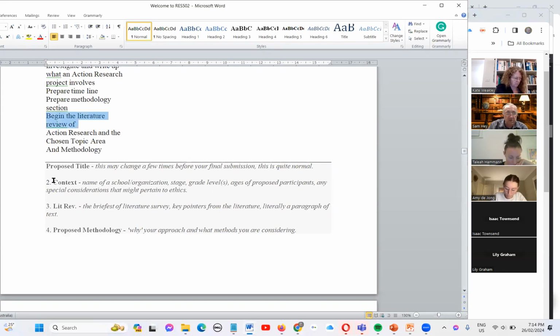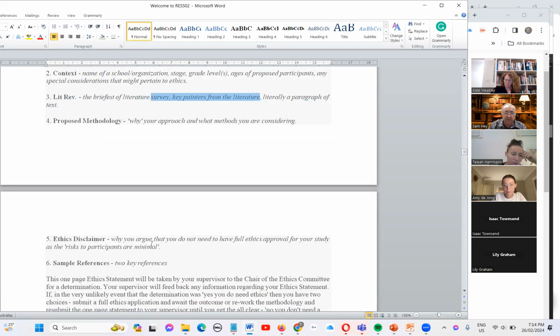On the Moodle webpage, you'll see that you're looking for a proposed title, and we can come back to that. Write a draft title now. You've got a few weeks to change the title a few times. Think about your context, who you're working with, what age group, etc. And then particularly important at this stage over the next few weeks is the literature review. So look for a survey of the key ideas in the area you're looking at.